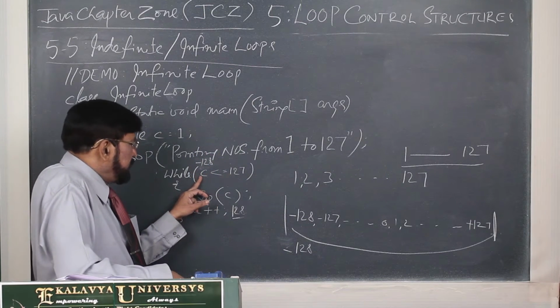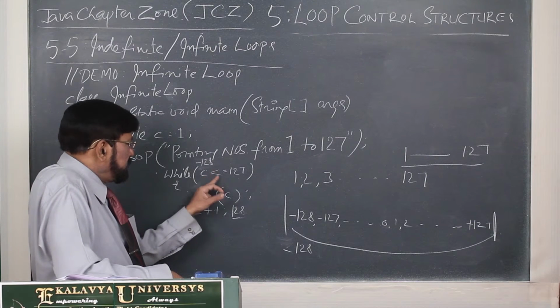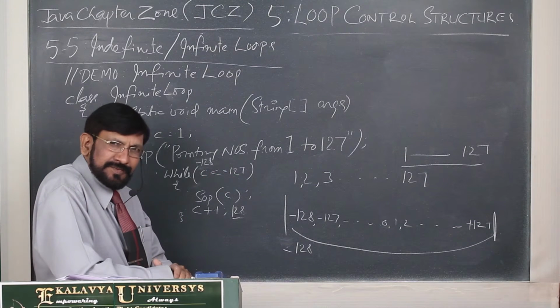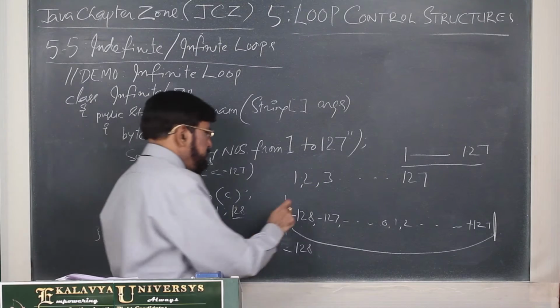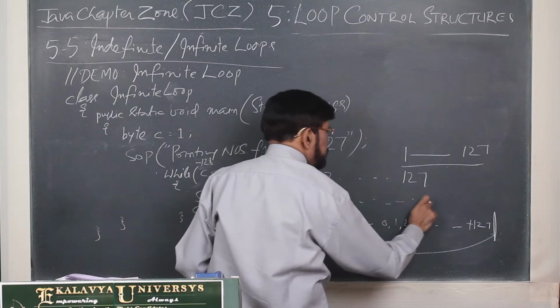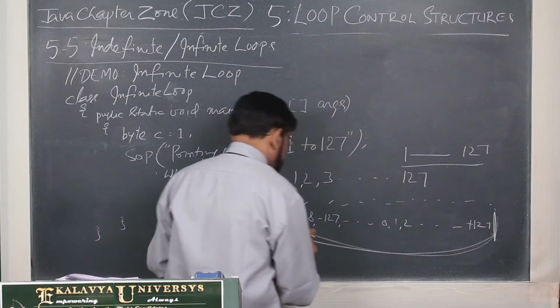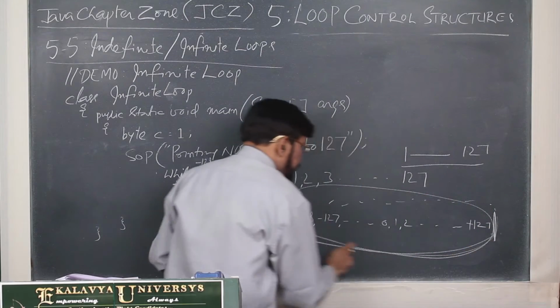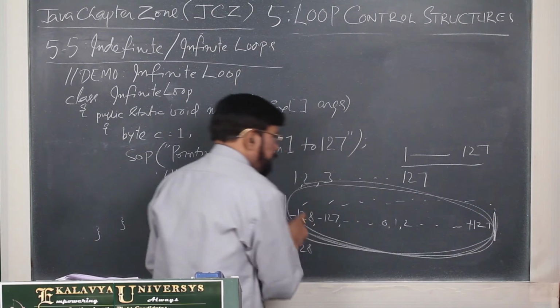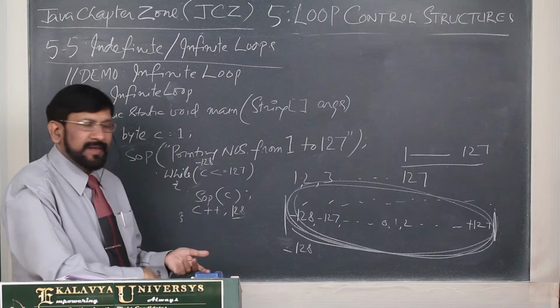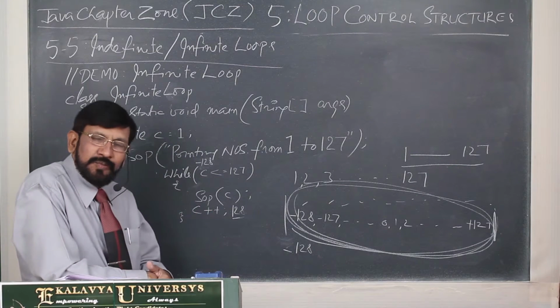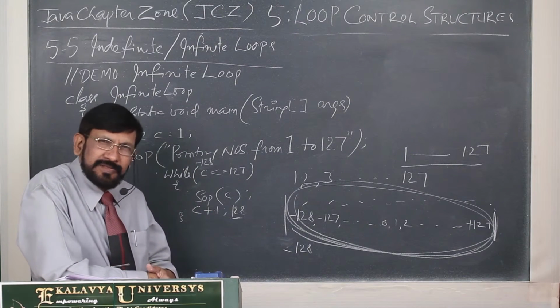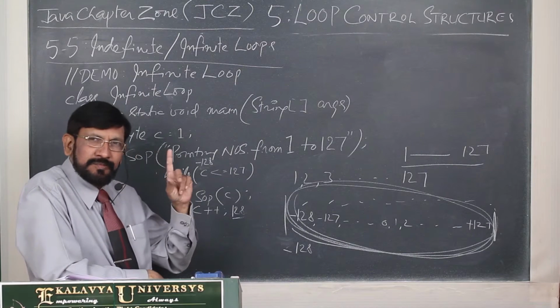Then you substitute it here. Minus 128 is less than or equal to 127. This is true. Then this is printed, this is printed, this is printed. Again the same story is repeated. Technically this is called wrapping. Then obviously an infinite loop is created. These are very few cases, but you must notice it.